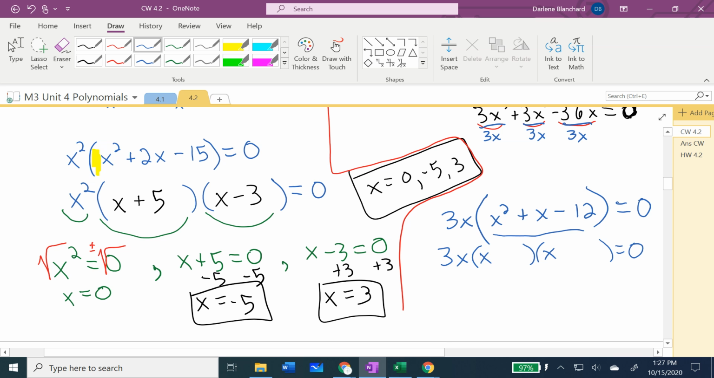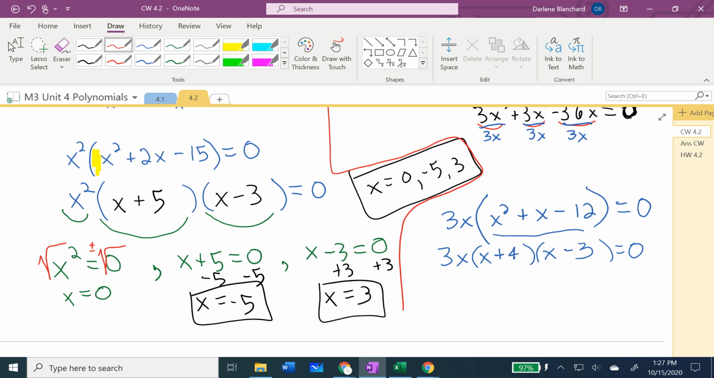So I'll factor a little bit quickly here. 2 numbers that multiply to make -12 and add to make +1 would be +4 and -3. I don't expect you to see it that quickly. It could take you some time, and that's fine.